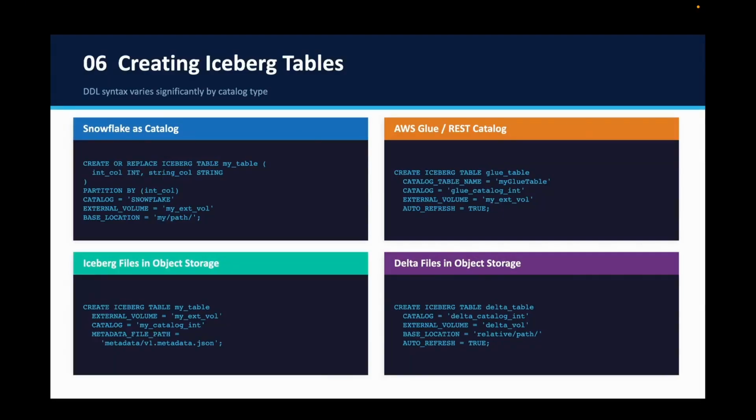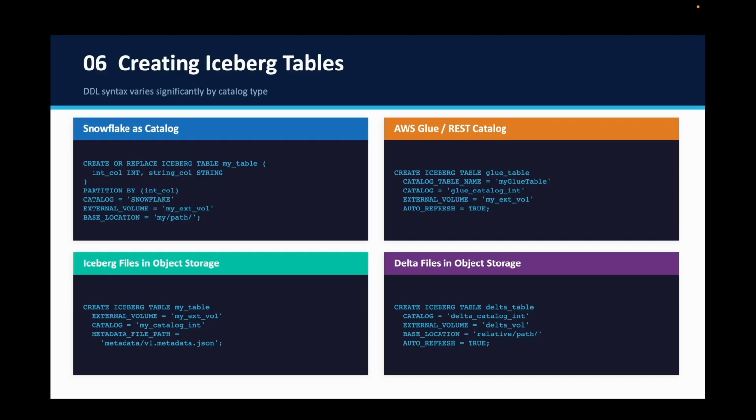In this video, let us cover creating Iceberg tables. DDL syntax varies significantly by catalog type. Let us see, we have mentioned 4 options here: Snowflake as a catalog, AWS Glue or REST catalog, Iceberg files in object store, and Delta files in object store.